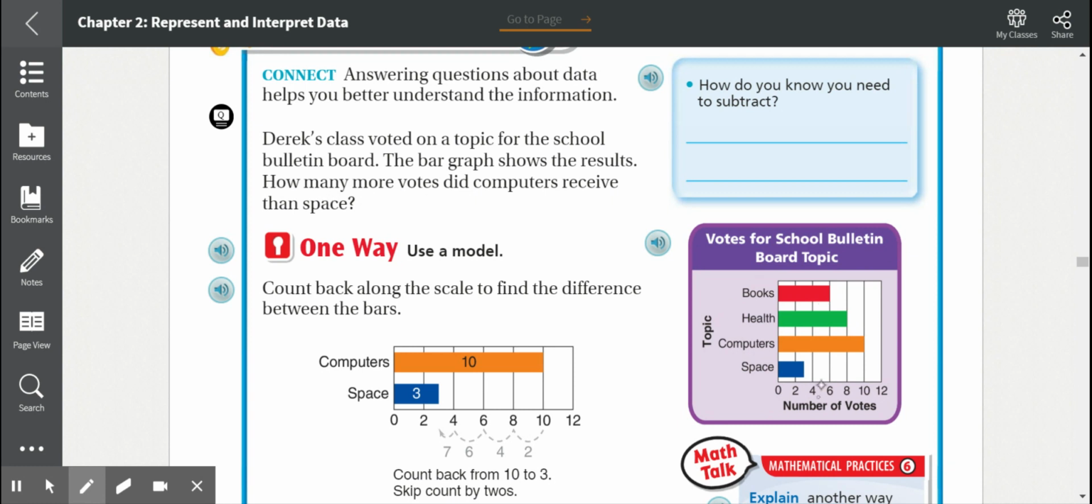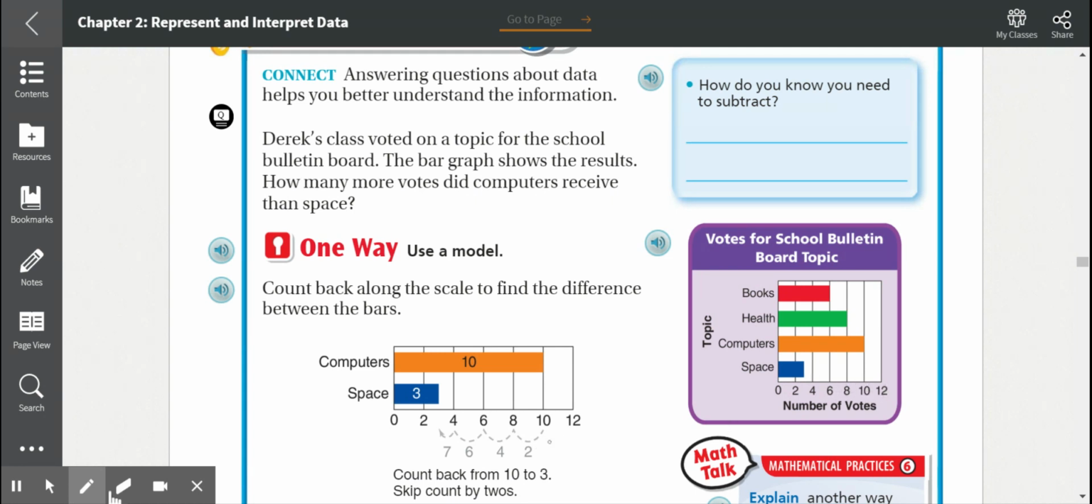So let's look over here and start with votes for school bulletin board topic. A bulletin board are those things in the hallways that teachers often put students' work on. So people are voting on what they want on there: books, health, computers, or space. So that's why this is listed as topic. Down here is the number of votes. It's going by twos because it goes from 0 to 2, 4, 6, 8, 10, 12.